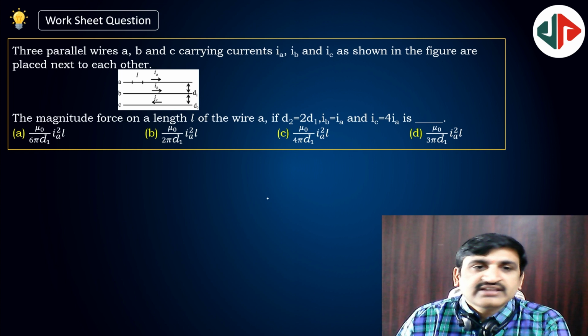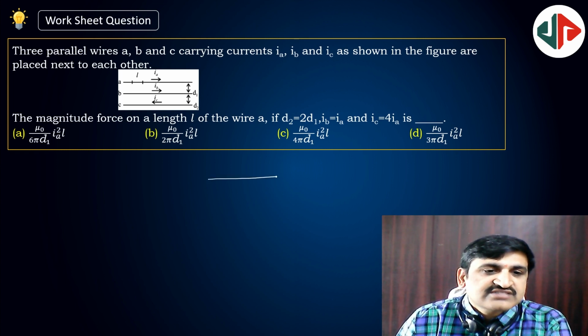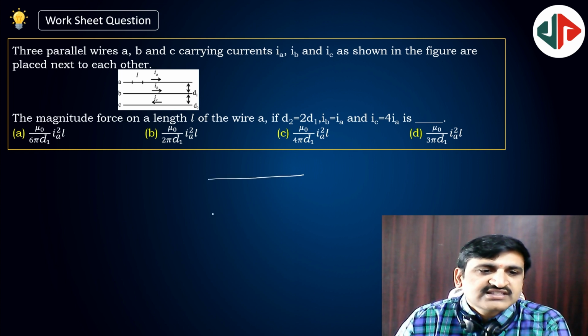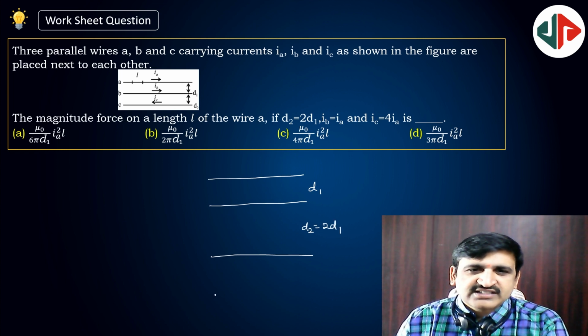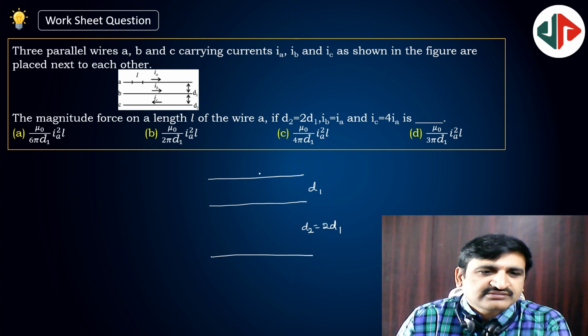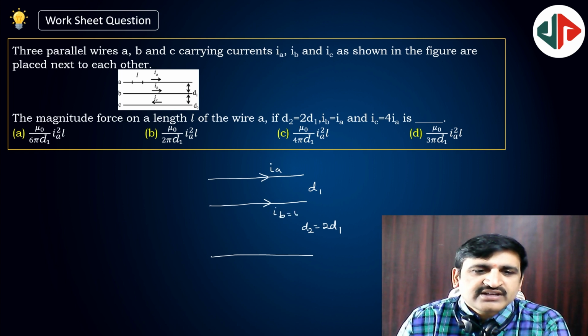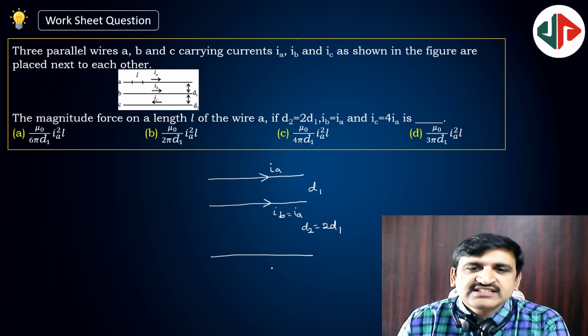Let me do one thing. First of all, this is one conductor. This is another conductor at a distance D1. Next, another conductor at a distance D2 is equal to 2D1. Next, IA equal to IB. This is IA and this is also IA only. As he said, IB is nothing but IA only. Next, IC is equal to 4IA. This is equal to 4IA.